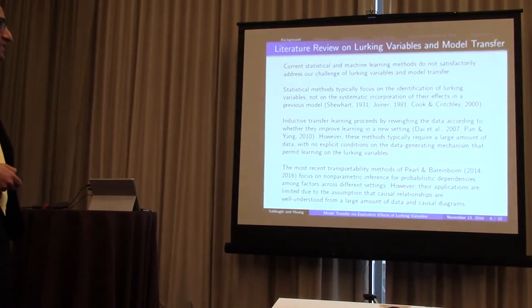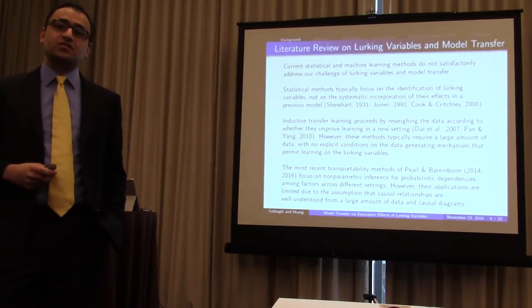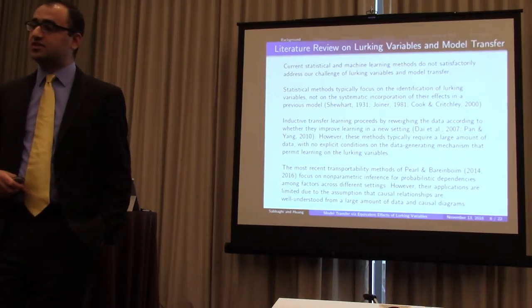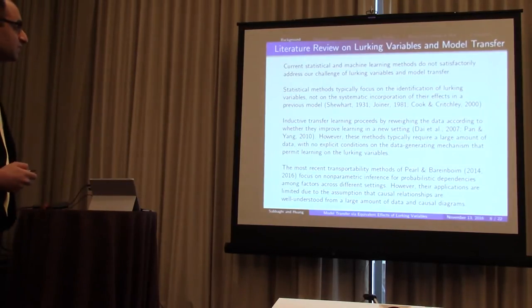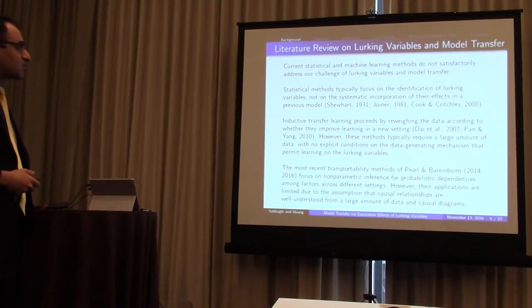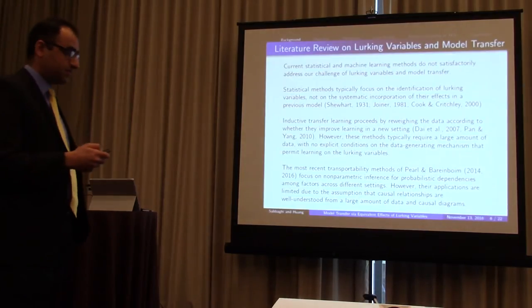Another disadvantage of their approach is that they're also assuming you have a large amount of data so that you have solid knowledge about causal relationships between different factors in whatever process you're studying. So again, a major disadvantage for both transfer learning and the transportability methods of Judea Pearl and Elias Bareinboim is that they require a large amount of data.